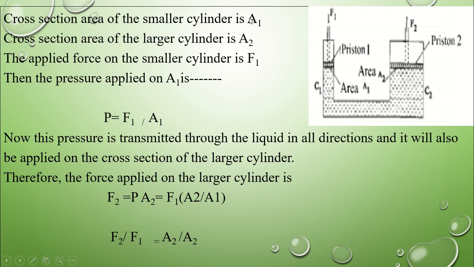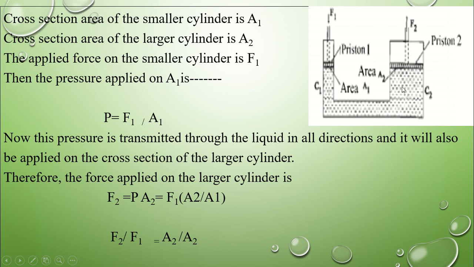The cross-sectional area of the smaller piston is A1. The cross-sectional area of the larger piston is A2. The applied force on the smaller piston is F1. Then the pressure applied on A1 is what? P equals F1 by A1. Now this pressure is transmitted through the liquid in all directions, and it will also be applied on the cross-sectional area of the larger piston. That means on this piston the pressure will be applied.